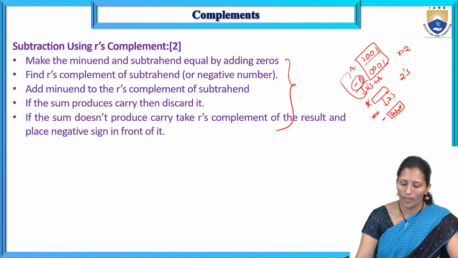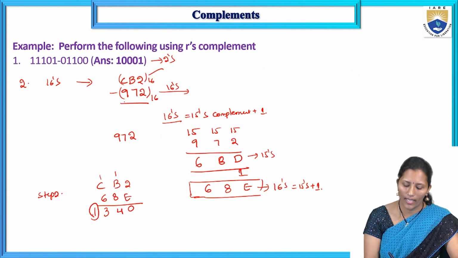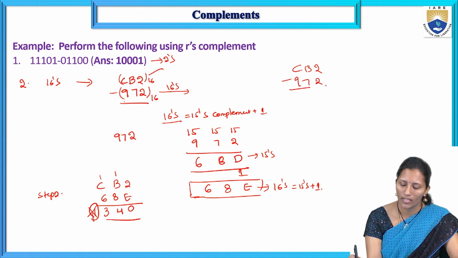What is the R's complement result? If the sum produces a carry, then discard it. If the sum doesn't produce a carry, we have to take the R's complement. Here we got a carry of 1, so discard it. The result is 340. So CB2 minus 972 is 340.